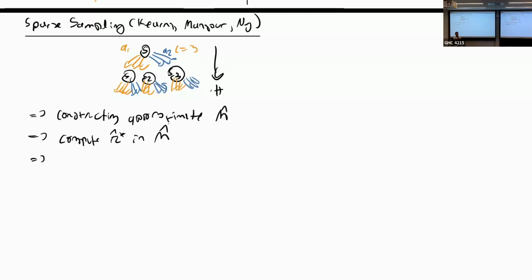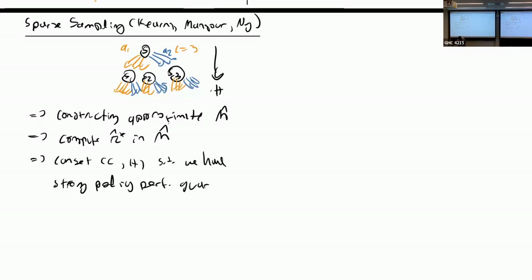I didn't want to do the proofs for this because it requires a bit fancier math than I like going into, but basically we can set C, so basically the width, the number of times I try an action, and H, so the depth of this tree, such that we have strong policy performance guarantees without a dependence on the size of the state space.